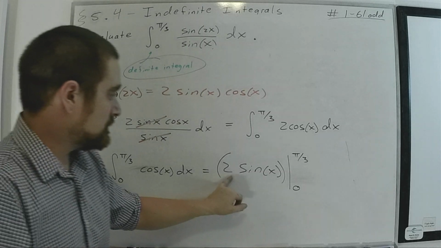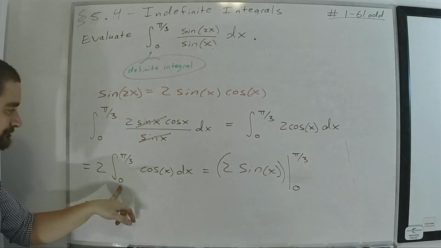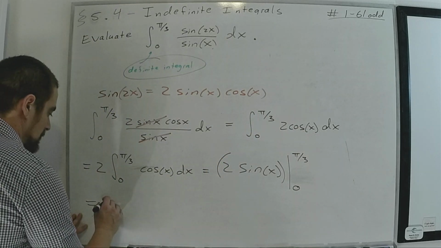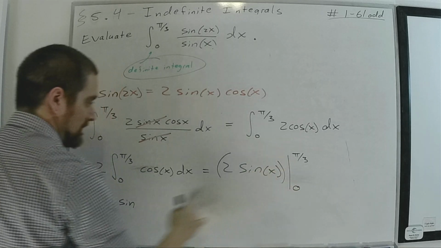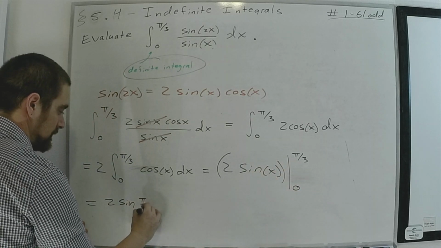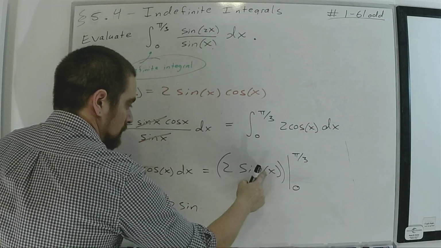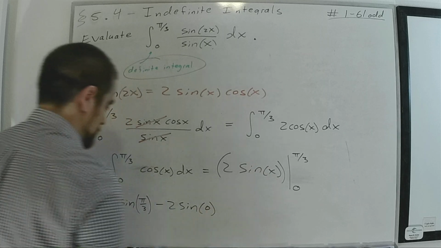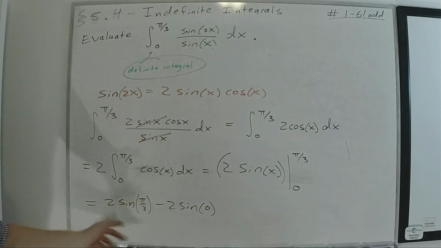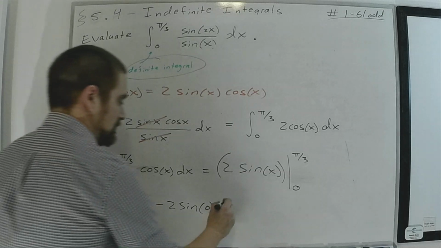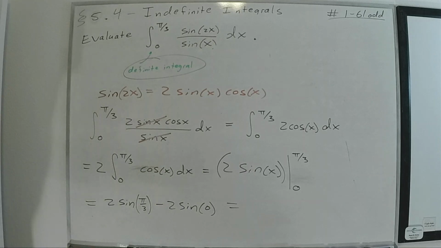So you don't just want to write 2 sine x plus c and circle that, because then you haven't done the integral. This is a definite integral, so I'm going to go in with 2 sine of upper limit gets plugged in first, pi over 3, minus 2 sine of lower limit gets plugged in, that's 0. So there's the second part of the fundamental theorem of calculus. I found the general antiderivative. I evaluate the upper limit plugged in, and I subtract with the lower limit plugged in.